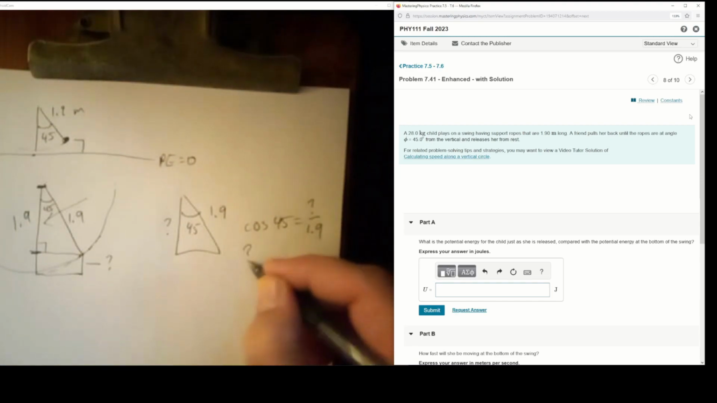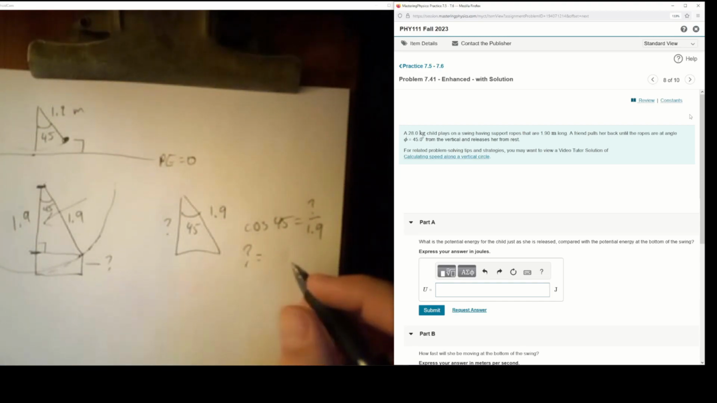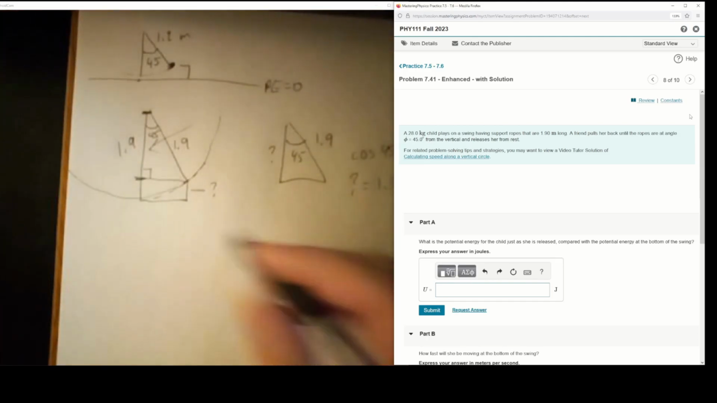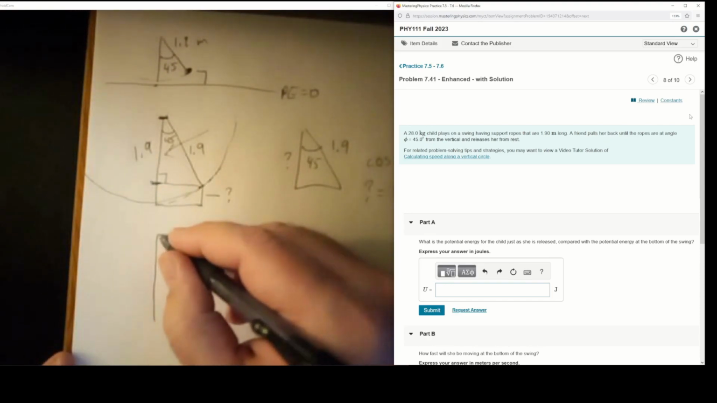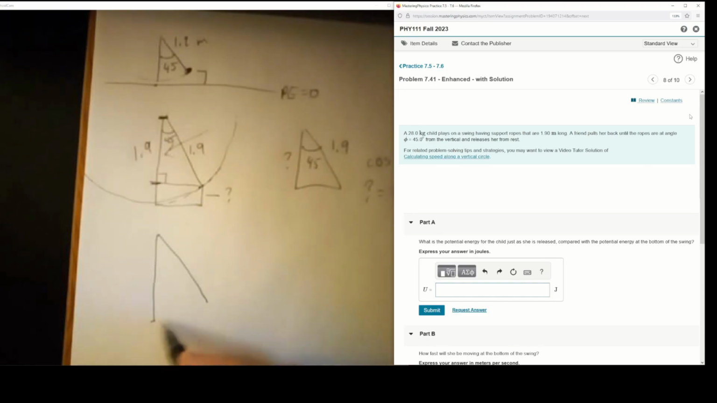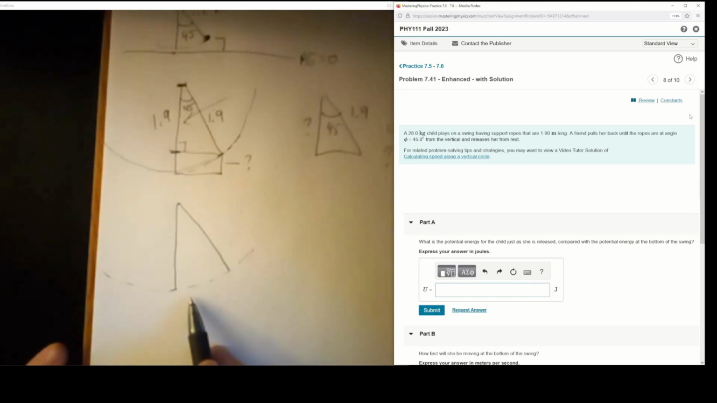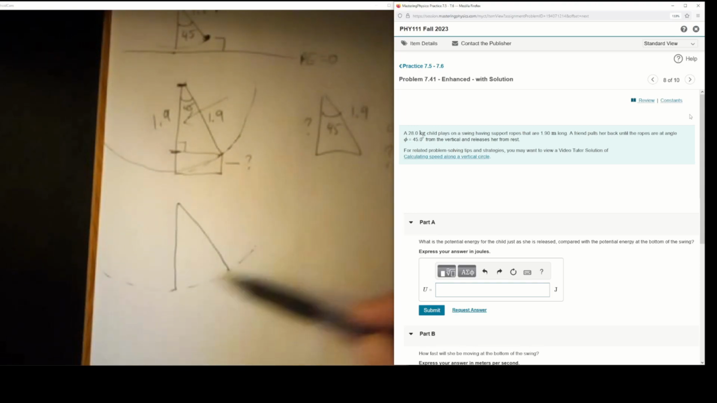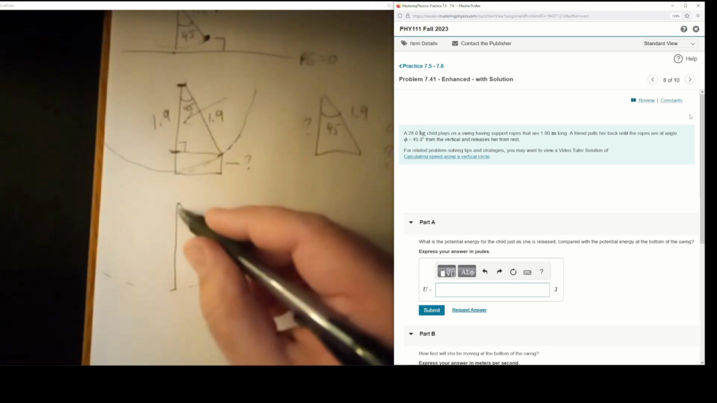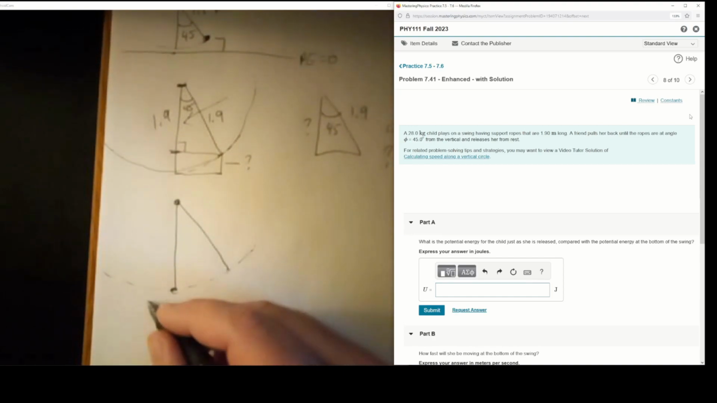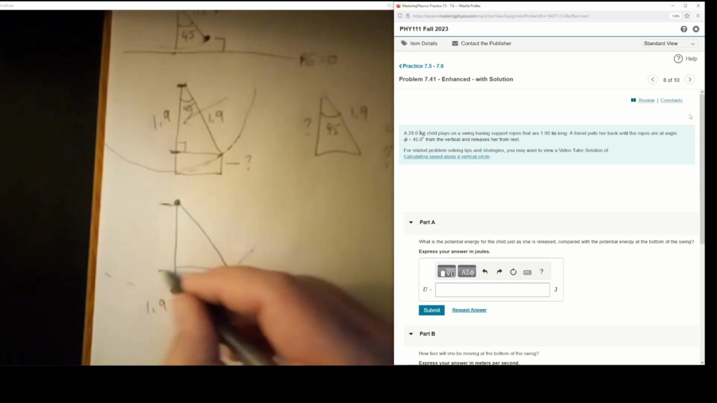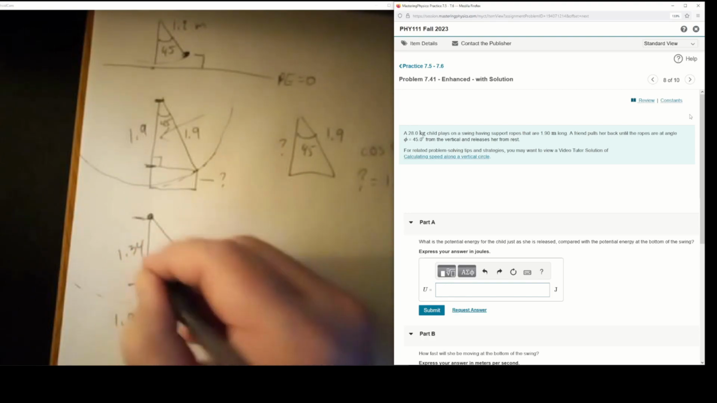So I guess I'm using a question mark here for adjacent. It's 1.34. So let me just try to draw the picture again and try to make this as clear as possible. So we have our circular trajectory from our swing. We're swinging back and forth on this circular trajectory, again, because the rope that suspends us doesn't change length, so we follow a circular pattern here. We know the total length from top to bottom is 1.9 because that's the length of the string. And then we just figured out this distance right here is 1.34.